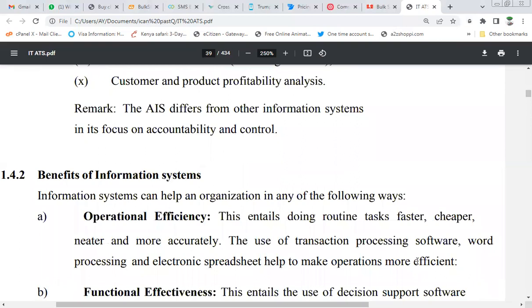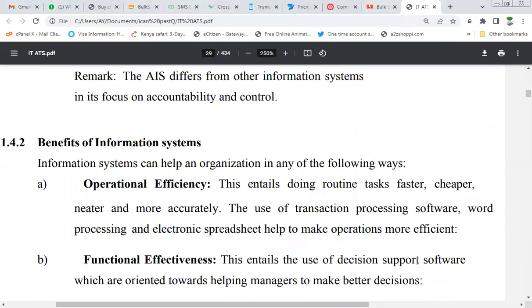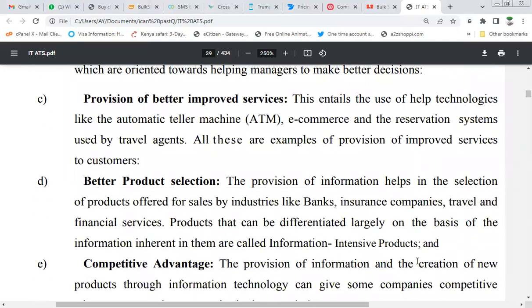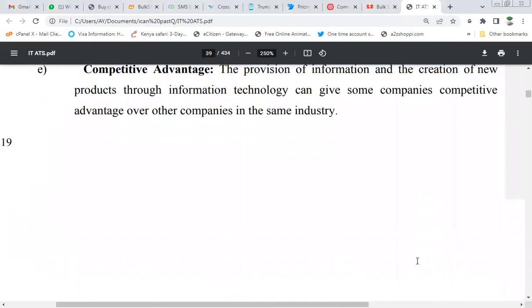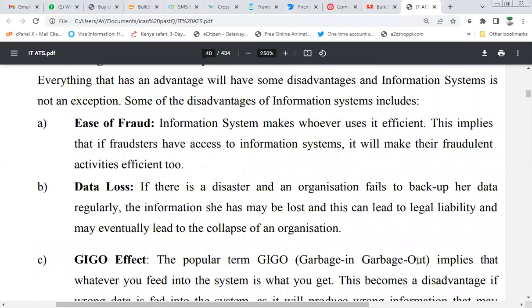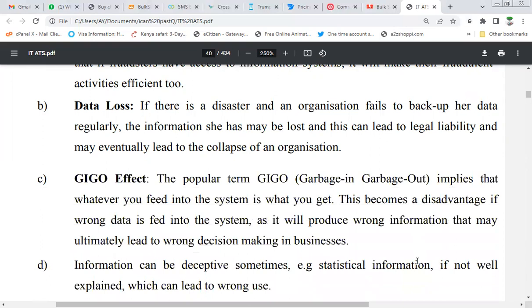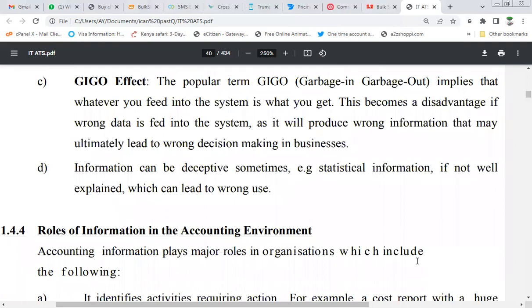So, we read the benefits of information system. Their benefits: operational efficiency, functional effectiveness, provision of better improved service, better product selection, competitive advantage. Disadvantages of information system: we have the ease of fraud. Yes, most of you know some con men or fraudsters have used technology to wipe out your account simply by sending you links or giving you false information which allows you to enter your vital bank information online. So these are the disadvantages of information system: ease of fraud, data loss, garbage in, garbage out effect, giggle effect. Information can be deceptive sometimes, statistical information.